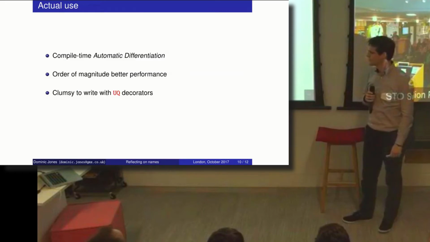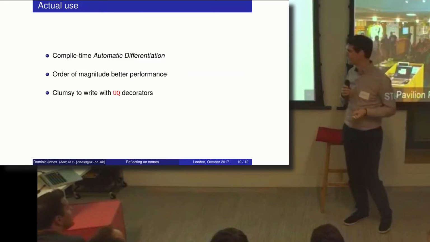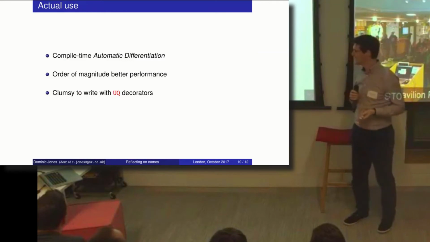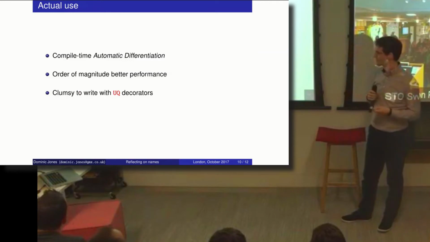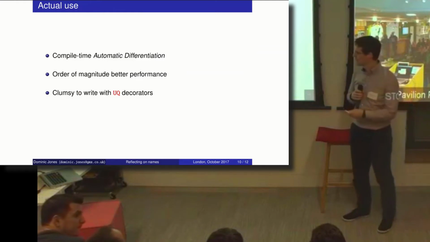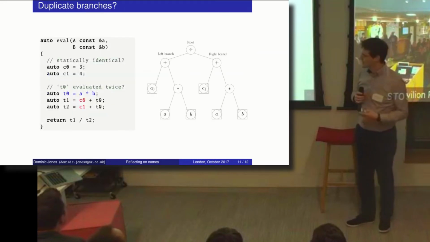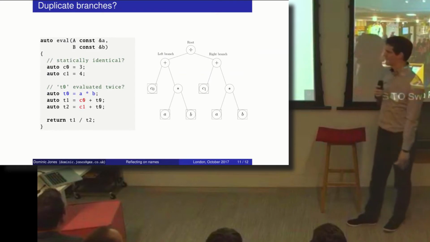So I've worked for some years on trying to do compile time automatic differentiation, and there is some success, with a relative performance about an order of magnitude better compared to current tools. It's clumsy to write all these macros around various values. This is contrived, but to put a bit of flesh on the bones.